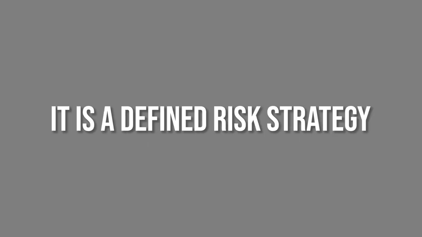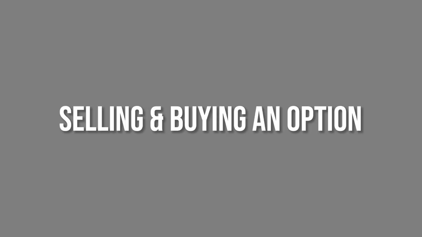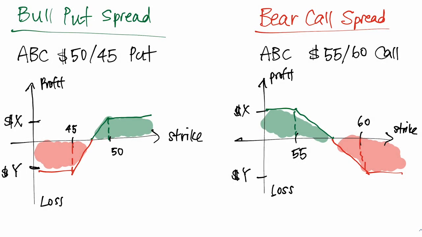Credit spreads are a defined risk option strategy, which means that you can only make a defined amount and lose a defined amount. How it works is that you would sell and buy options on the same underlying asset. As you guys can see on the screen, there are really only two main forms of credit spreads. Credit spreads are directional in nature. So there's the bull put spread and the bear call spread.